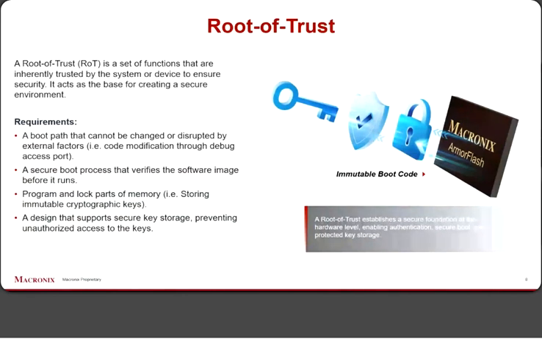And then before that even happens, really, you have the secure boot process, which verifies the software image even before it runs. And then you need to be able to lock down and create immutable locations in the memory that can't be modified. And one good example of that is being able to store cryptographic keys that are immutable. And then finally, a design that supports the secure key storage, so you're preventing unauthorized access to the keys.